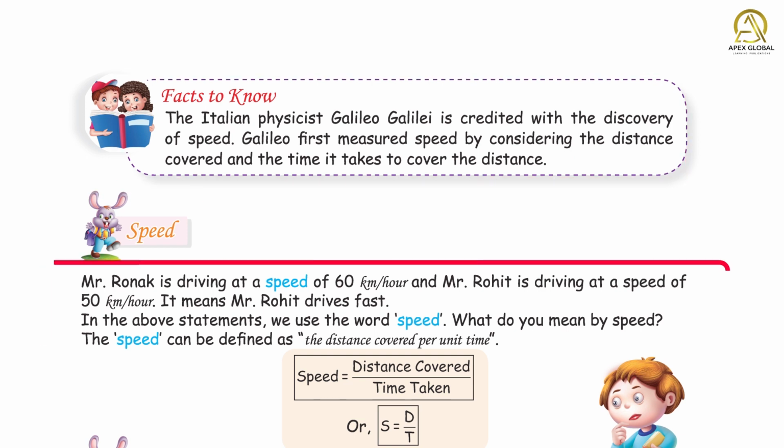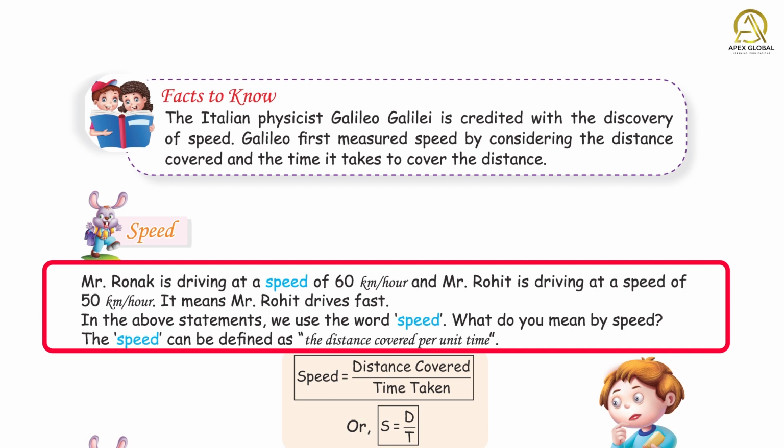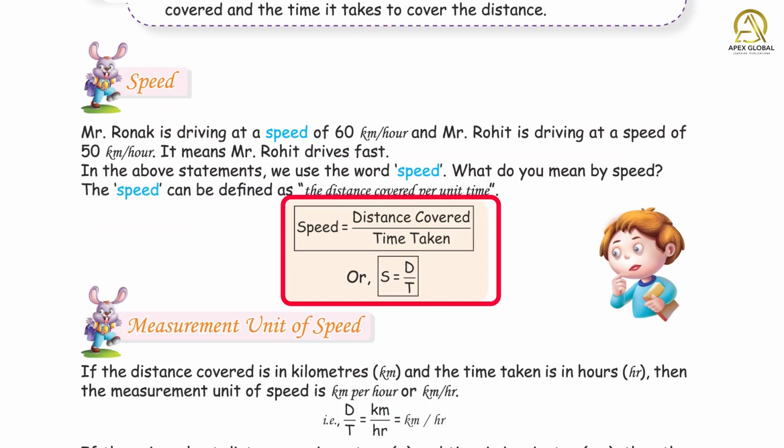Speed: Mr. Ronak is driving at a speed of 60 km per hour and Mr. Rohit is driving at a speed of 50 km per hour. It means Mr. Ronak drives fast. In the above statements, we use the word speed. What do you mean by speed? Speed can be defined as the distance covered per unit time. Speed is equal to distance covered upon time taken, or S equals D upon T.